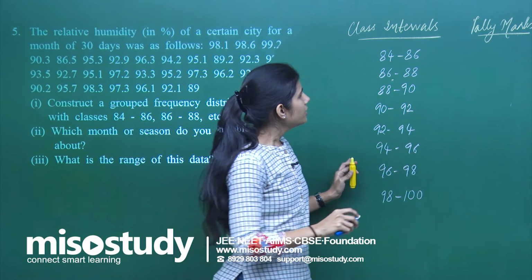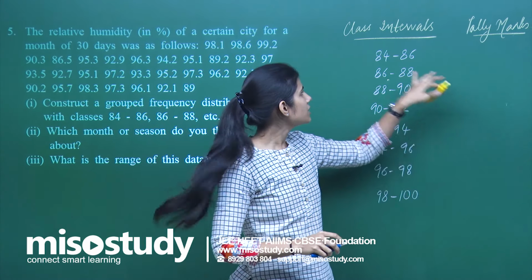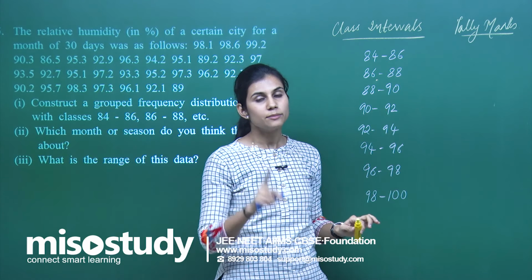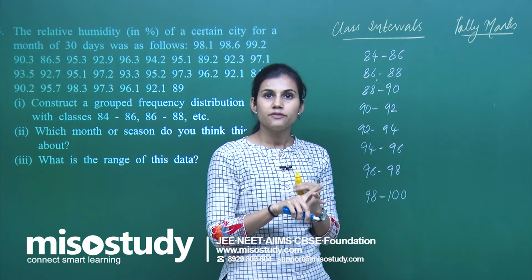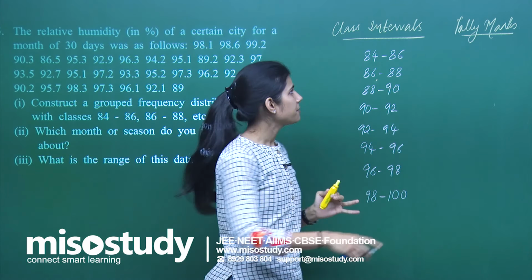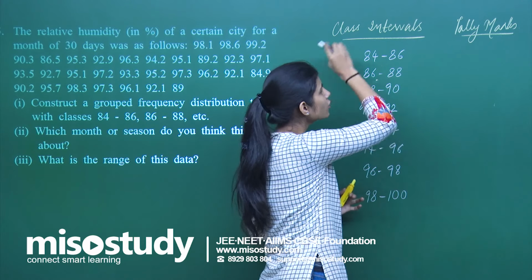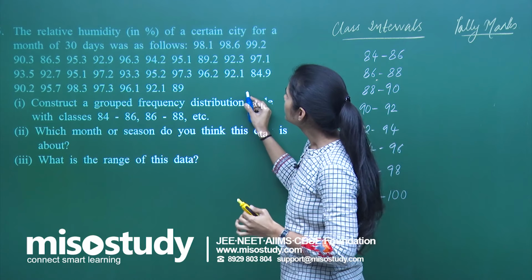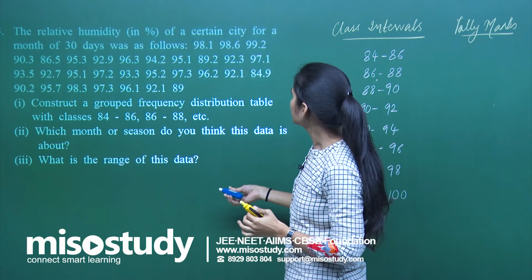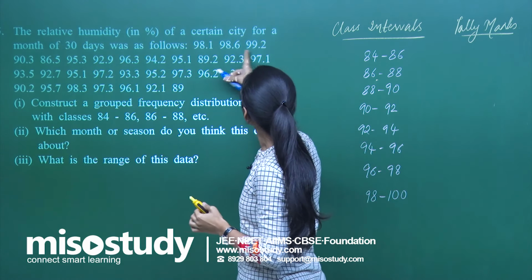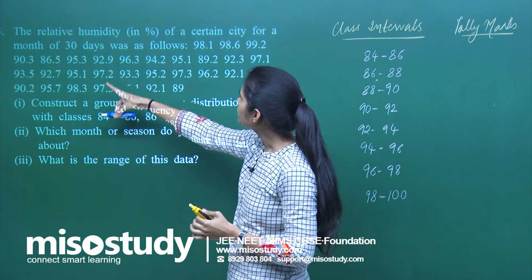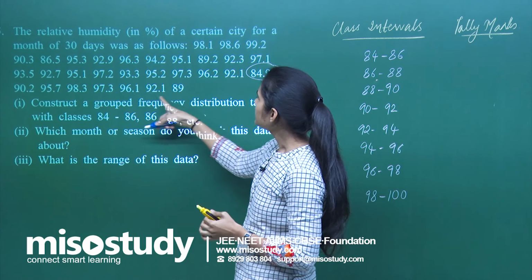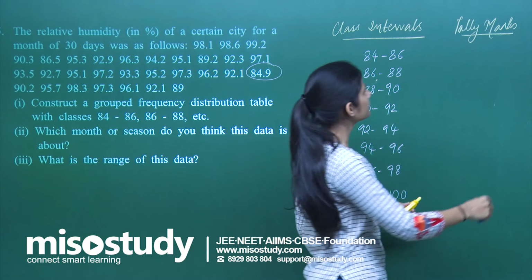Clear? How many values are there between 84 to 86? Please mind it, when I say between 84 to 86, I am just talking about 84 and 85, not 86. That means anything between 84 and 86, including 84, excluding 86. So here between 84 and 86, this is not there, this is not there, here I have nothing, this is there, and here also I have nothing. So 1.